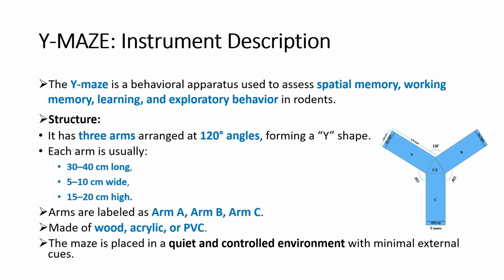So structurally it is a Y shape, and each arm has a 120 degree angle between them. Each arm usually measures 30 to 40 centimeter long, 5 to 10 centimeter wide, and 15 to 20 centimeter height. Arms are labeled as A, B and C. Like here you can see A, B and C.